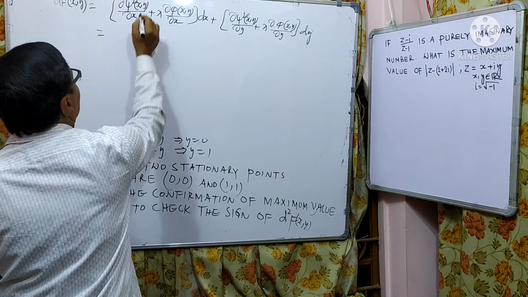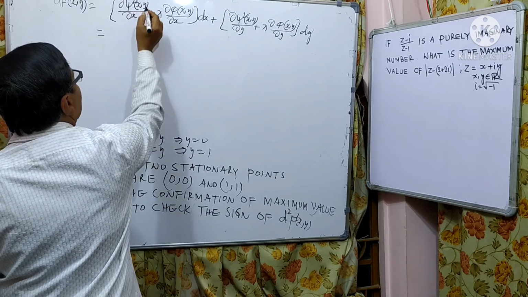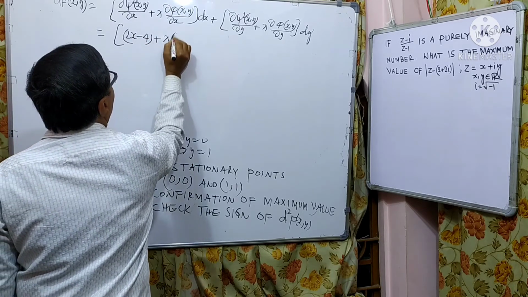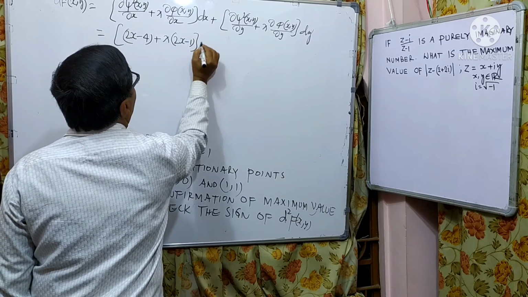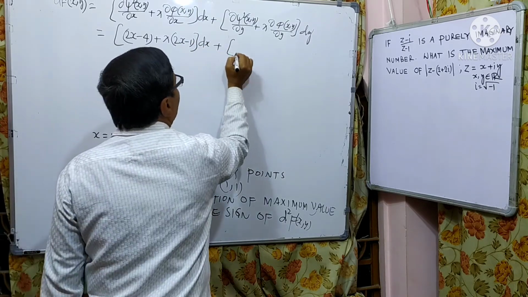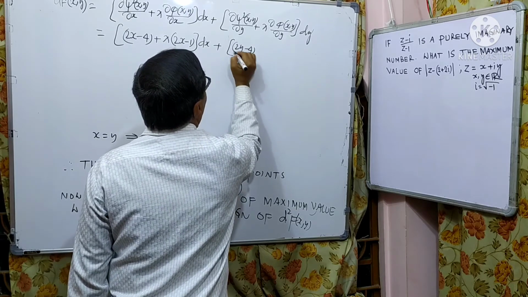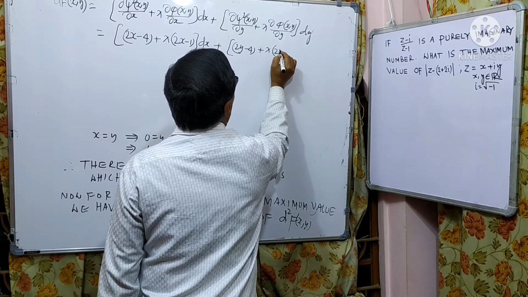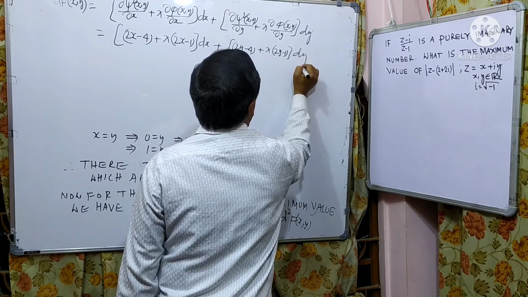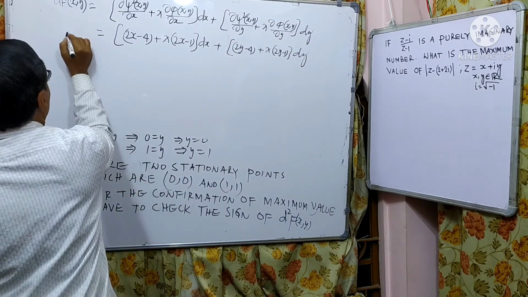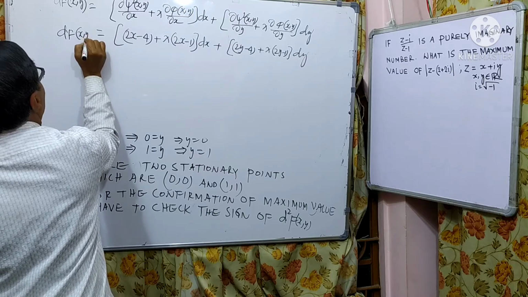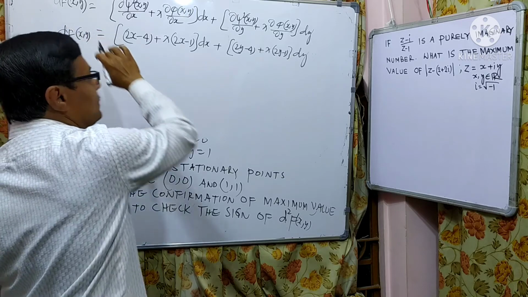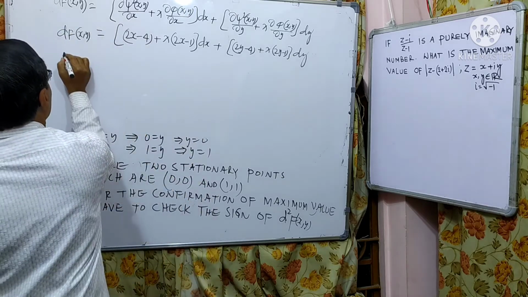Now here we have got del psi square x y del x is 2x minus 4 plus lambda into 2x minus 1, dx, plus 2y minus 4 plus lambda into 2y minus 1, dy. This is df x y. Again we take total differentiation of df x y, that is d2f x y.